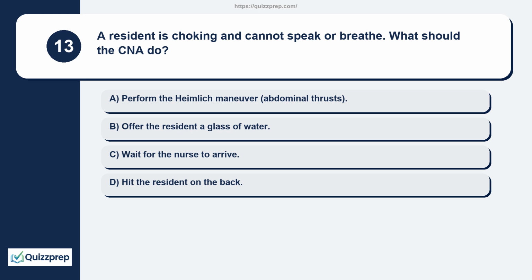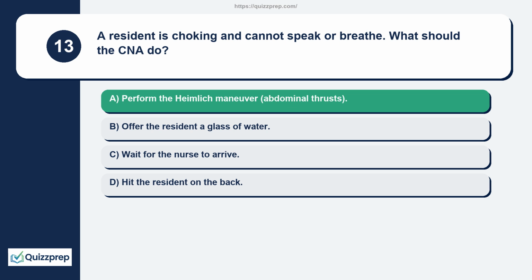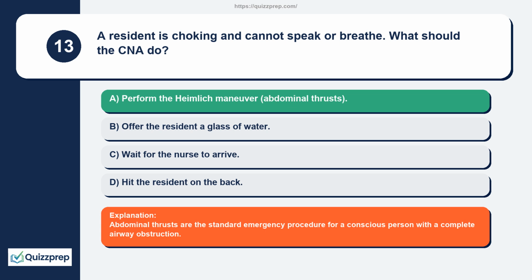Question 13. A resident is choking and cannot speak or breathe. What should the CNA do? Perform the Heimlich maneuver, abdominal thrusts. Offer the resident a glass of water. Wait for the nurse to arrive. Hit the resident on the back. Abdominal thrusts are the standard emergency procedure for a conscious person with a complete airway obstruction.